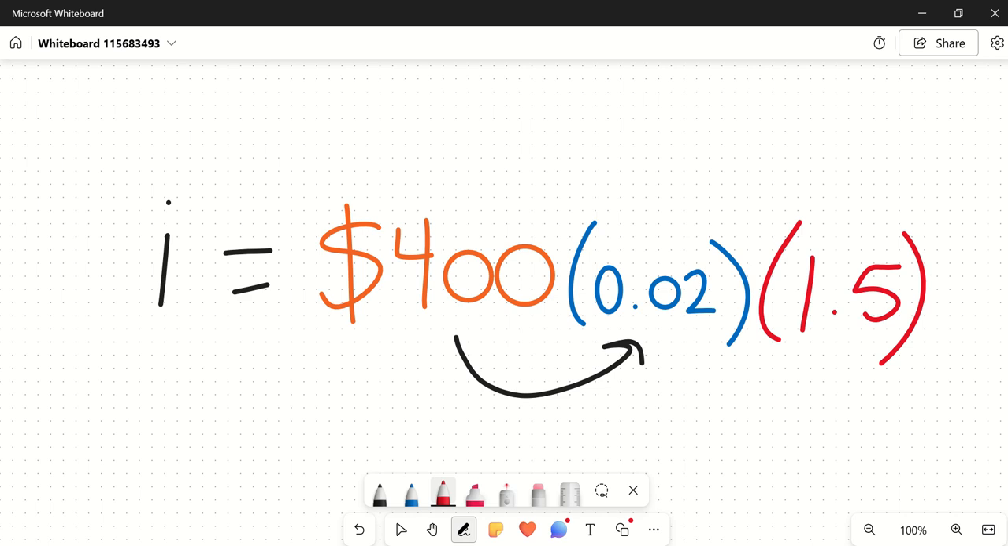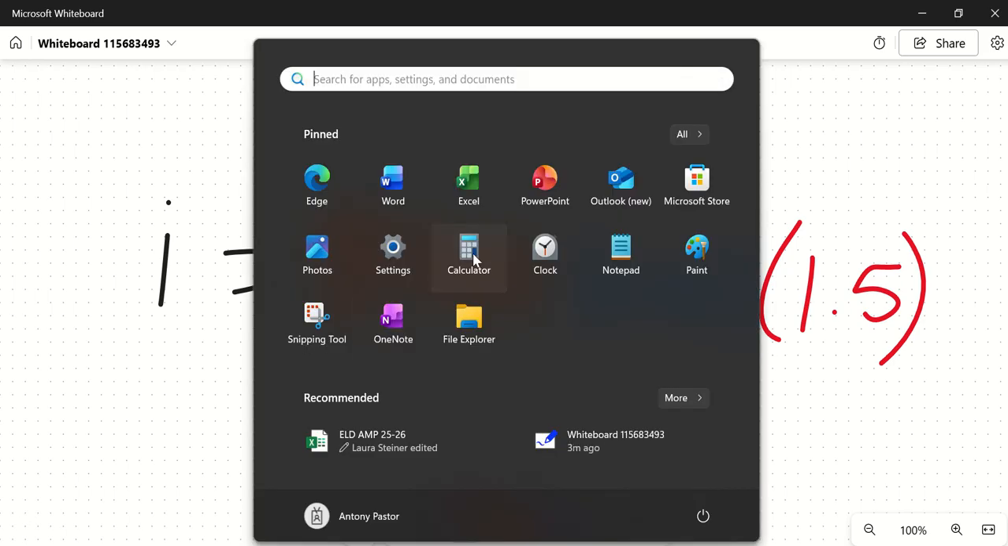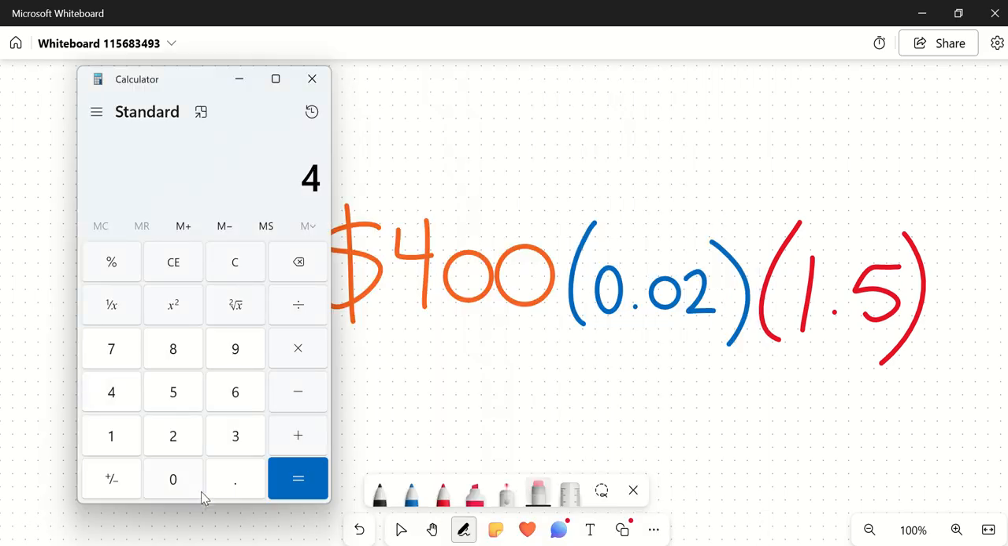Okay? So basically what we're going to do here is find out what 2% of 400 is. Then we're going to multiply that by 1.5 because that's how long she's leaving it in there, a year and a half. So in my calculator, I'm going to do 400 times 0.02, which represents my 2%. If she left it in there for 1 year, she's making $8 per year on top of it. That's it. Not a lot, but hey, it's free money, right?